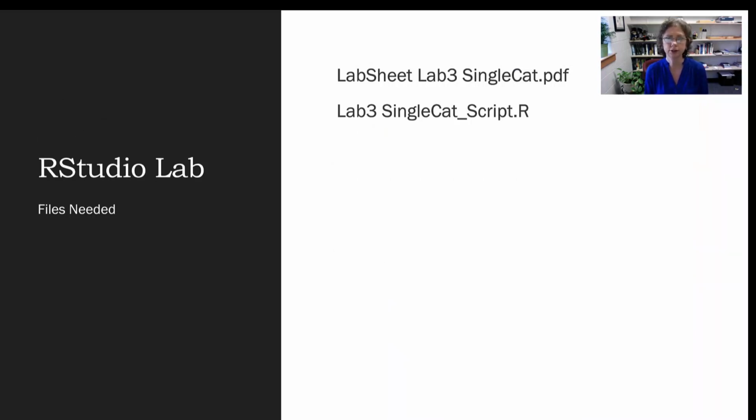Starting with our work in RStudio, the files you're going to need are the lab sheet for Lab3 and the Lab3 single cat script file for R. Both of these are in Canvas or also linked in the description below. So we will move to our lab sheet.